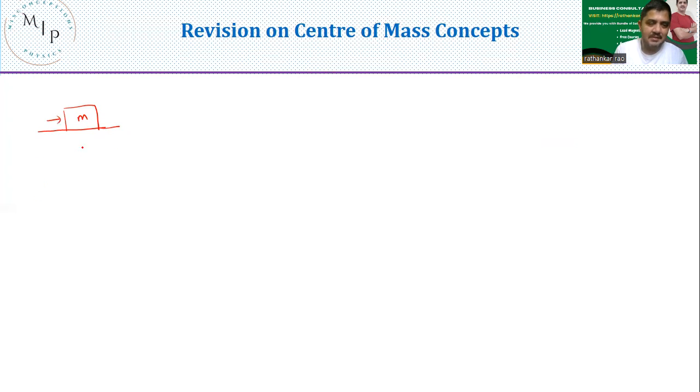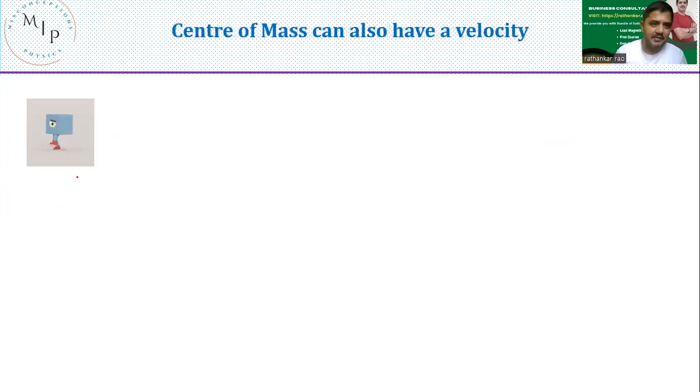Okay, I have an object of mass m. I'm giving a push here. It's having a velocity v. Let us say the friction here is 0. Now what do you think will happen? This object will keep on moving like this, right? So this is similar to something like this.